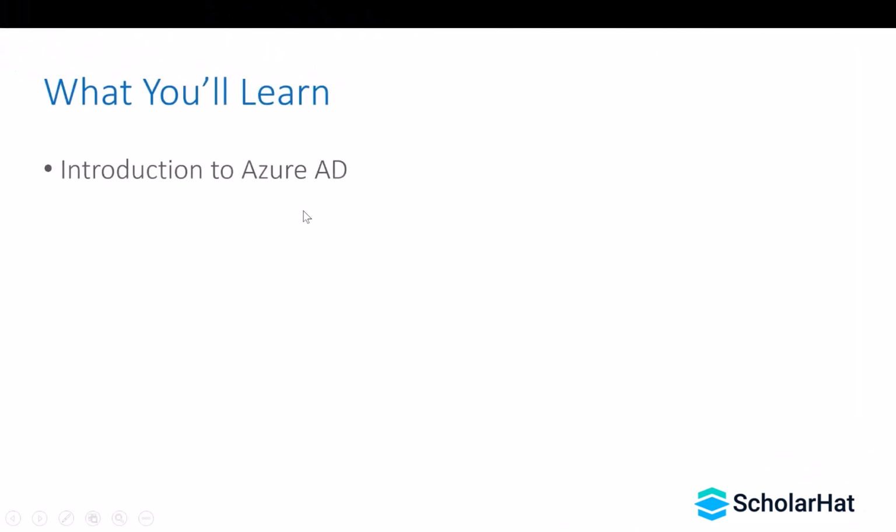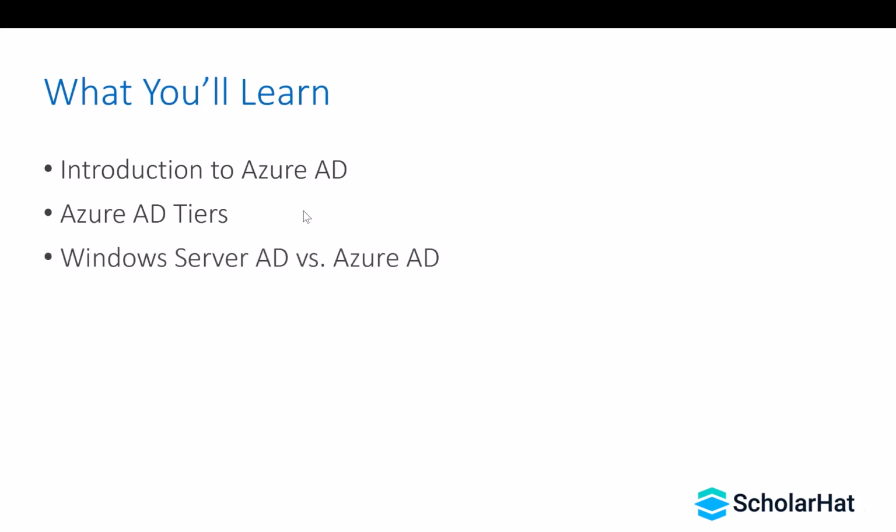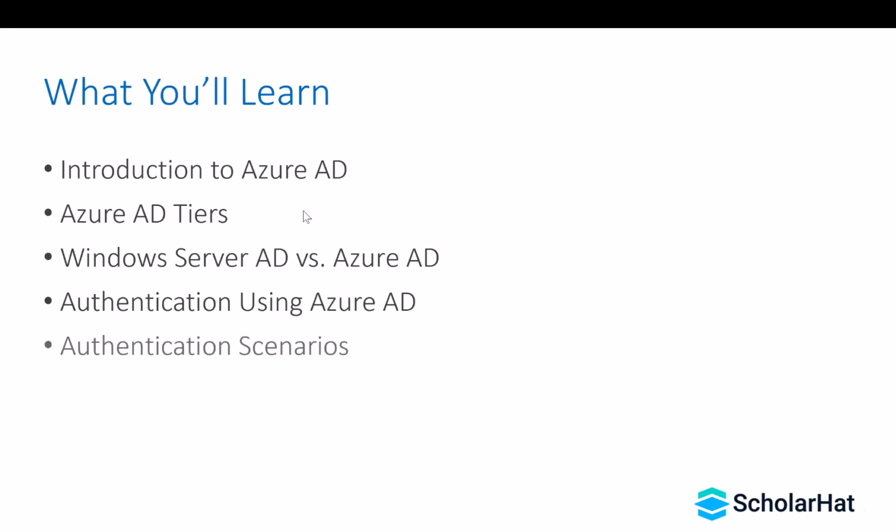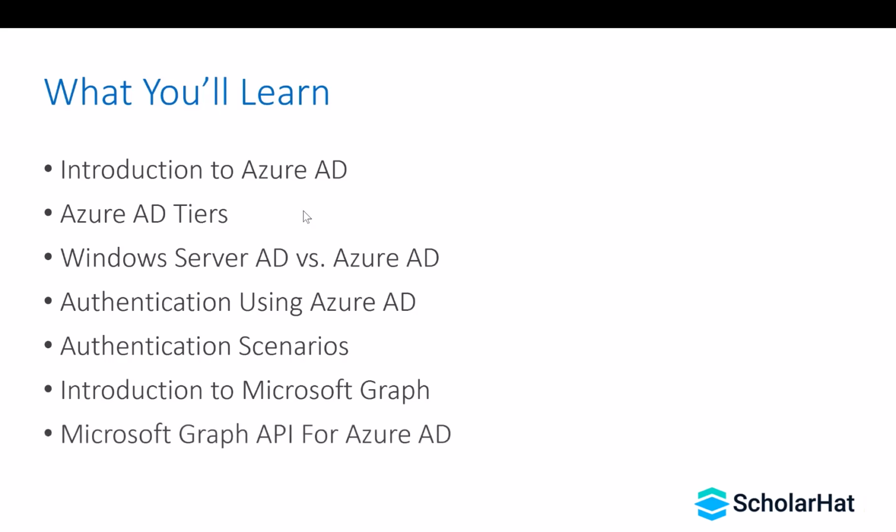In this course, you will learn what Azure AD is, and what Azure AD tiers and pricing we have. Then you will learn how Azure AD is different from Windows Server AD. Then we talk about the authentication options available in Azure AD, and the authentication scenarios. Then we discuss how we can use Microsoft Graph for accessing Azure AD. Then we talk about the Azure AD reports.